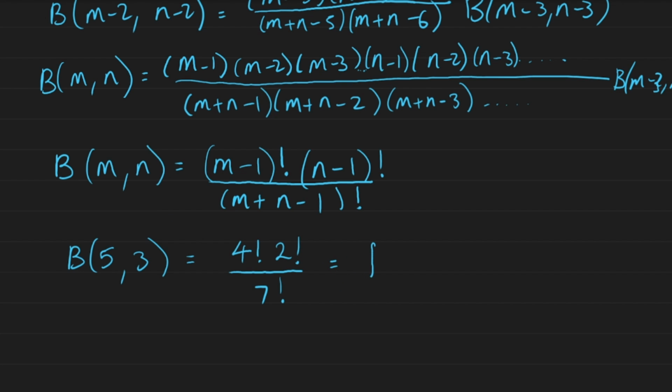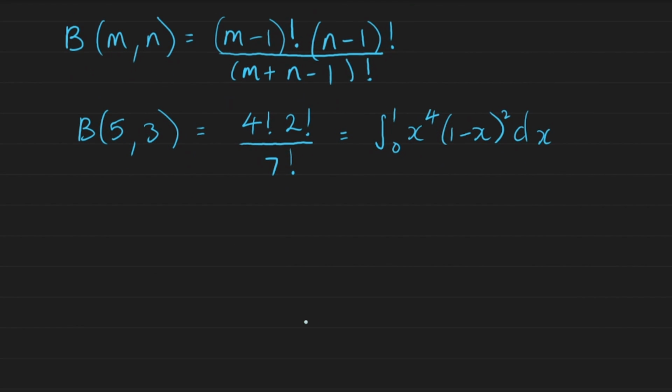And this is, of course, defined as the integral from 0 to 1 of x to the power m minus 1, so that's x to the power 4, multiplied by 1 minus x to the power n minus 1. n is 3, so 3 minus 1 is 2, so it's to the power 2, times dx. And this is what is equal to 4 factorial times 2 factorial divided by 7 factorial. So this is how the beta function can be computed in terms of the general result.